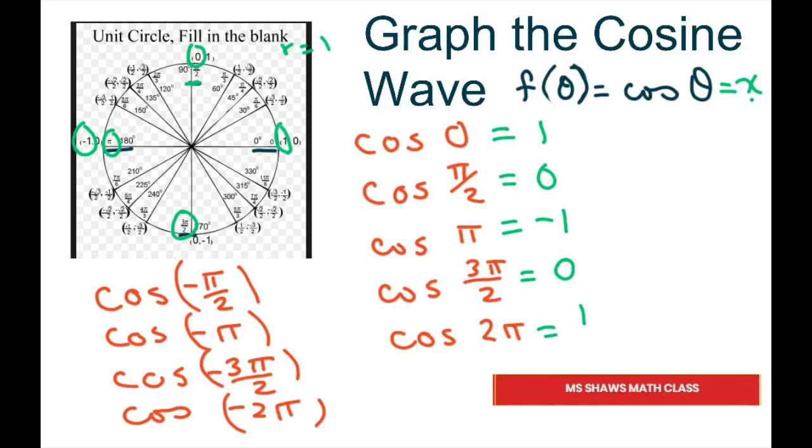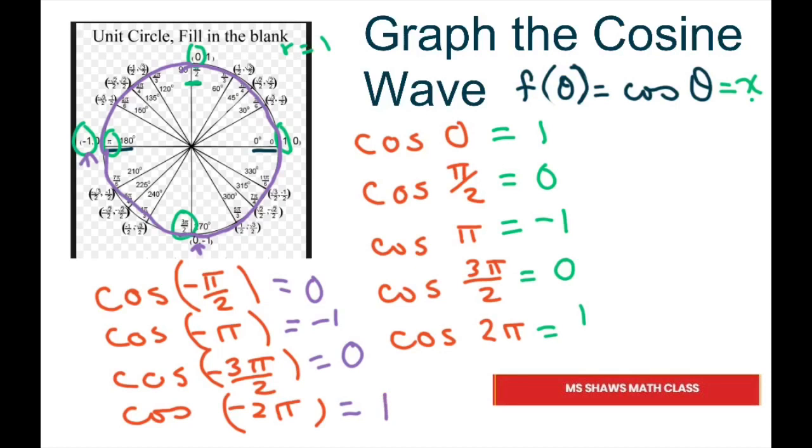Now we also want to do the negative ones because we're going to draw two waves. So negative pi over 2 just means you go clockwise here, which is actually 3 pi over 2, but your x is 0. And then you go all the way to negative pi. That's going to be negative 1. Back to negative 3 pi over 2, which is 0. And back to negative 2 pi, and you're going clockwise here again, is 1.